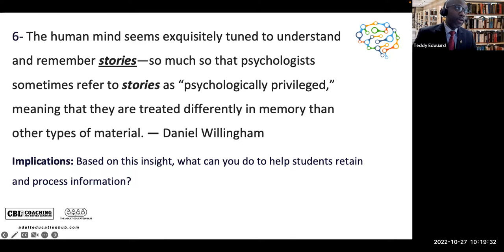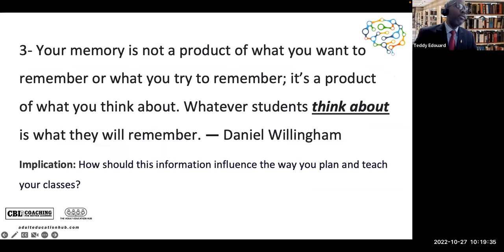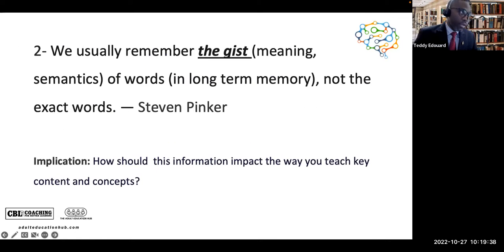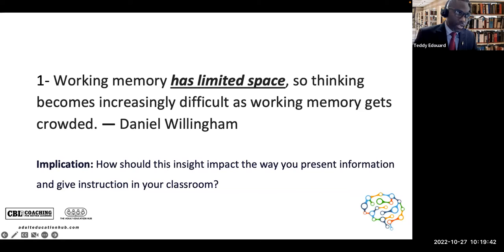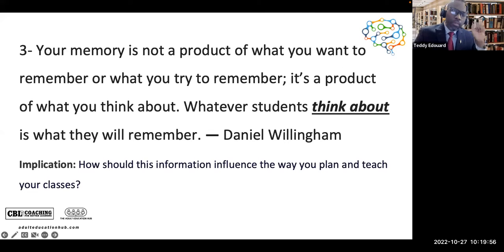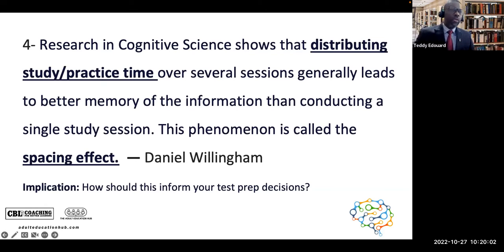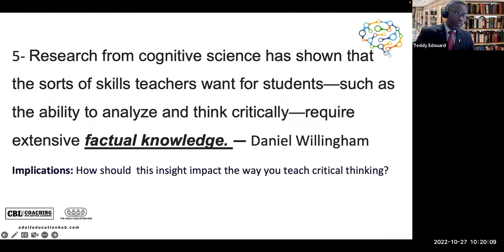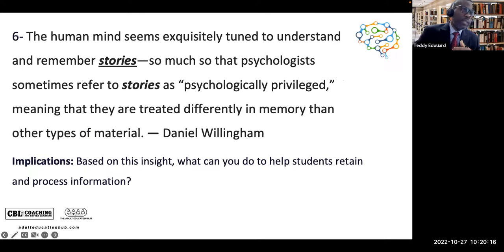So in general, the 6 points we covered today were these. First of all, your students' working memory, the capacity to receive information, is limited. You want to limit how you introduce your information. Number 2, students will remember the meaning of the words and concepts you teach. Number 3, people remember what they think about, not what they want. Number 4, please distribute your test taking practice so that your students can do better. Number 5, you want to include factual knowledge in your teaching to educate your students. And number 6, please take advantage of storytelling. And that's all I had for you today.